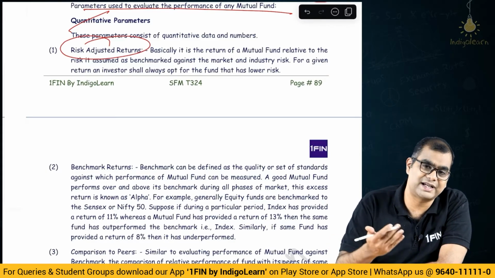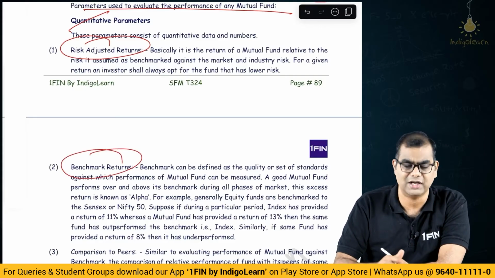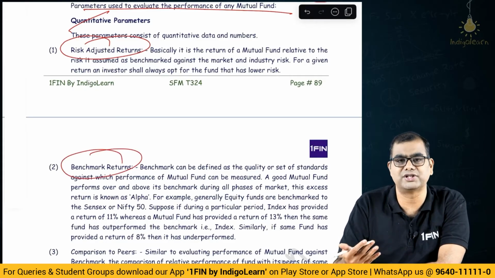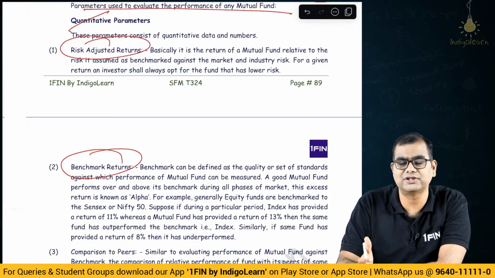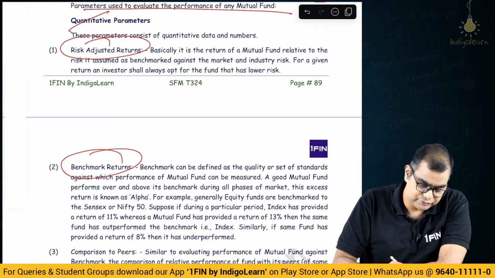So you take a risk adjusted way of looking at the returns, then you compare it with benchmark returns. So every fund establishes a benchmark. So you can say I am a large cap fund, so my benchmark is Nifty 50. Compared to Nifty 50, how are my returns? Am I doing better? Am I doing not better? For example, equity funds are benchmarked to Sensex and Nifty.